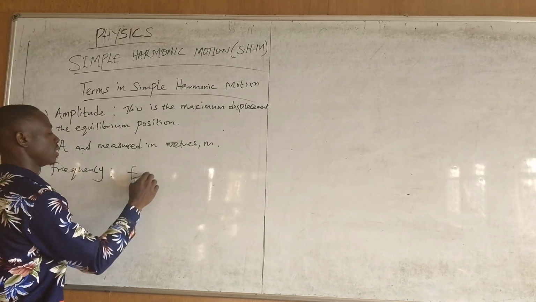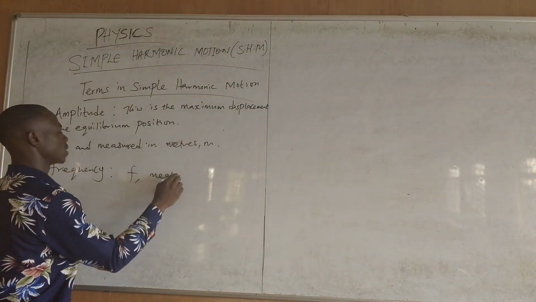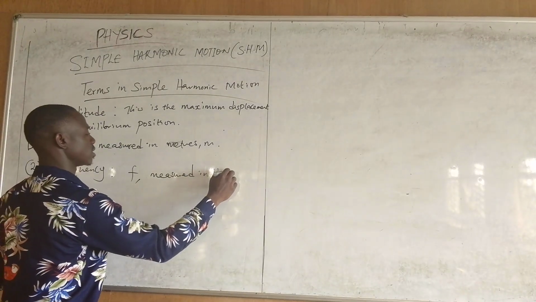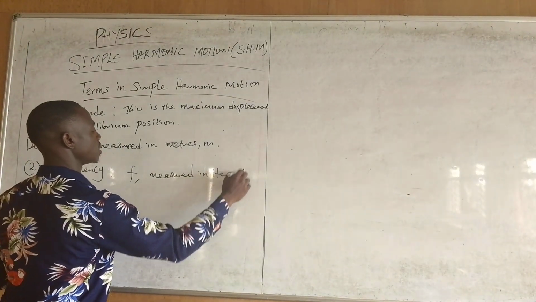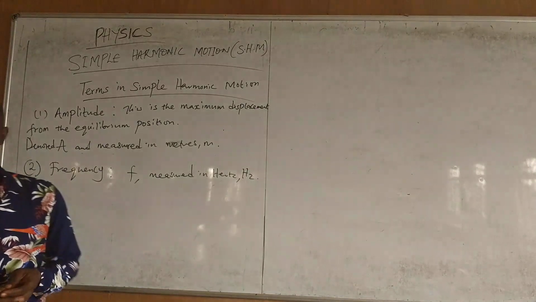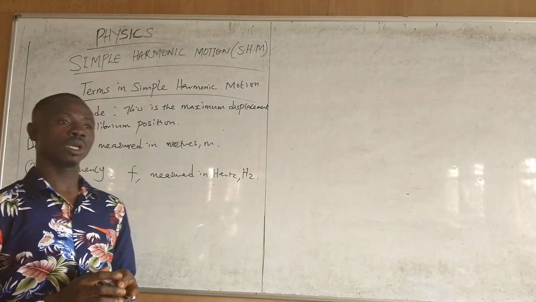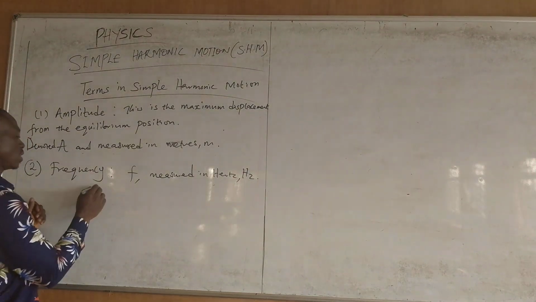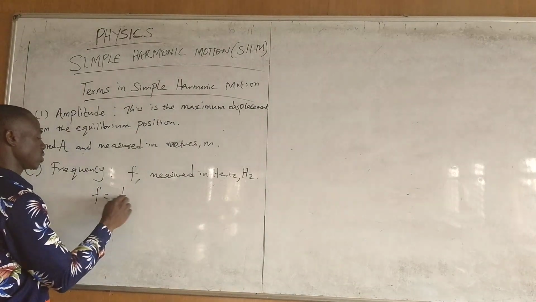Frequency of oscillation is denoted by F, and measured in what? I believe you know it, hertz. So it's measured in hertz, which is Hz. That's the unit for frequency. And for your information, frequency is the reciprocal of period. F is equal to 1/T.